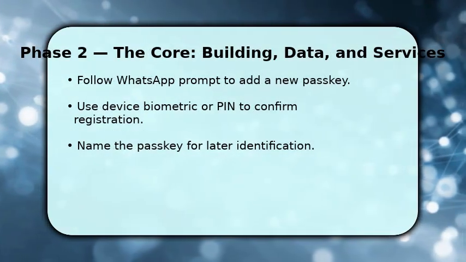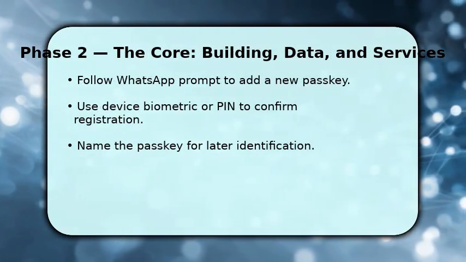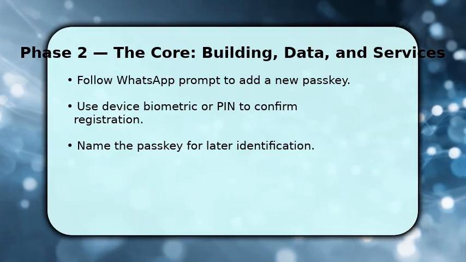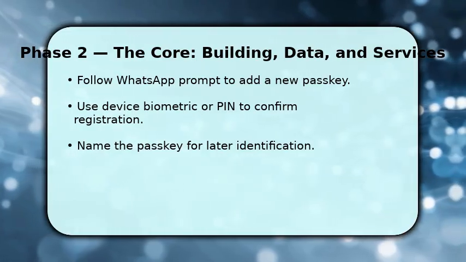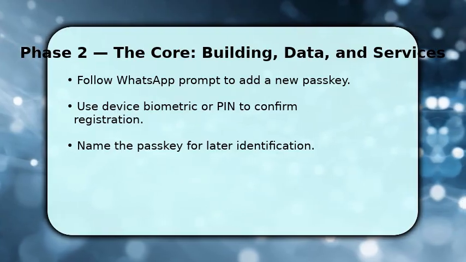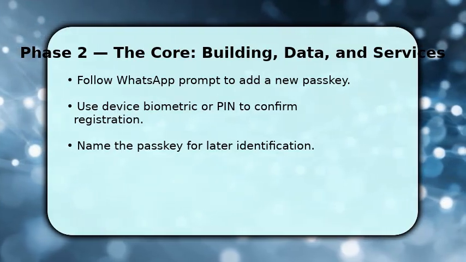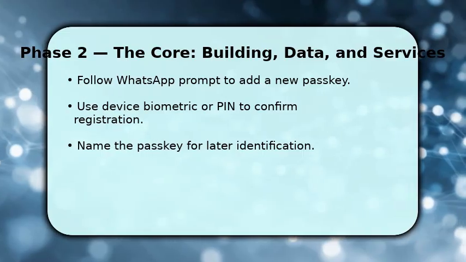Now you register the passkey. When WhatsApp requests permission, choose Add Passkey and select your device authenticator, Face ID, fingerprint, or PIN. You will see a system dialog. Authenticate firmly and allow WhatsApp to store the key.